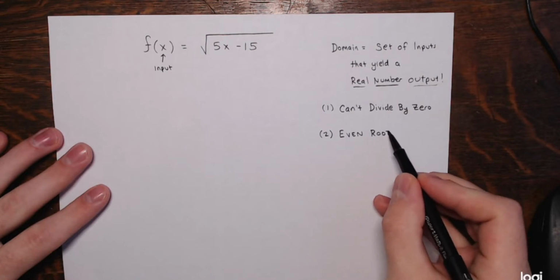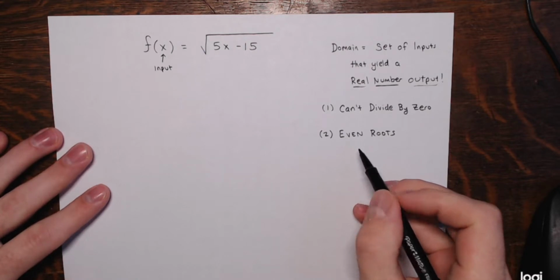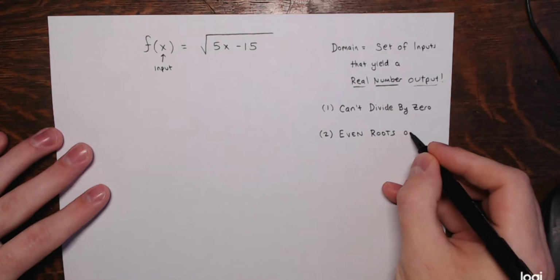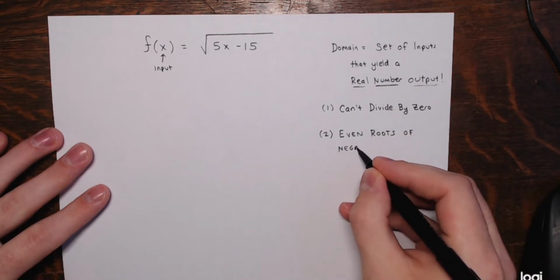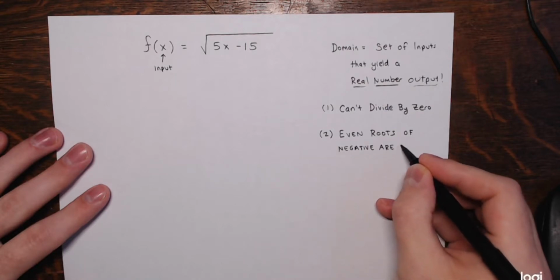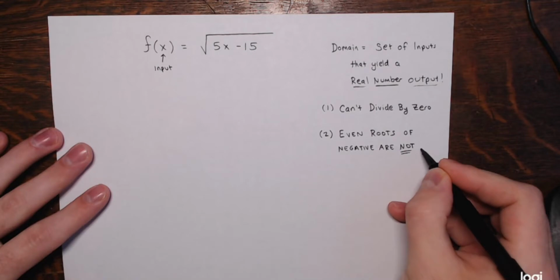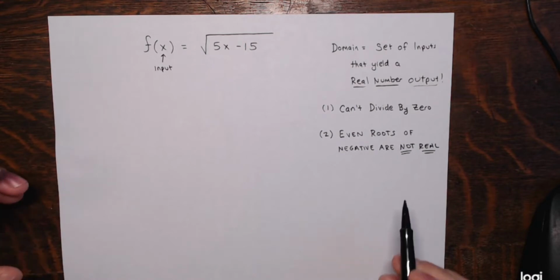When I say even roots, I mean square roots, fourth roots, sixth roots, and so on. Even roots of negative numbers are imaginary, right? They are not real. So remember, I want to find the values that I can plug in to give me a real number output, not something that's non-real.